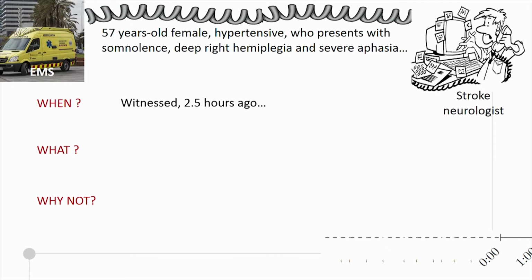So when, you always need to know the symptoms onset. So this woman was a witnessed stroke. Somebody saw the onset of the symptoms 2.5 hours ago. And then what does she have? She has a RACE scale of 8 and total anterior circulation infarction symptoms. Are you familiar with the RACE scale?